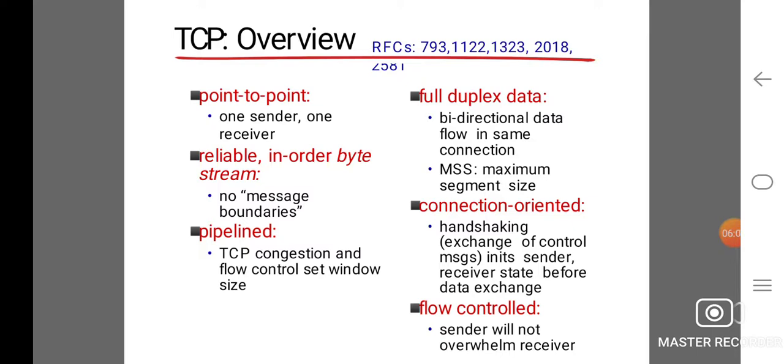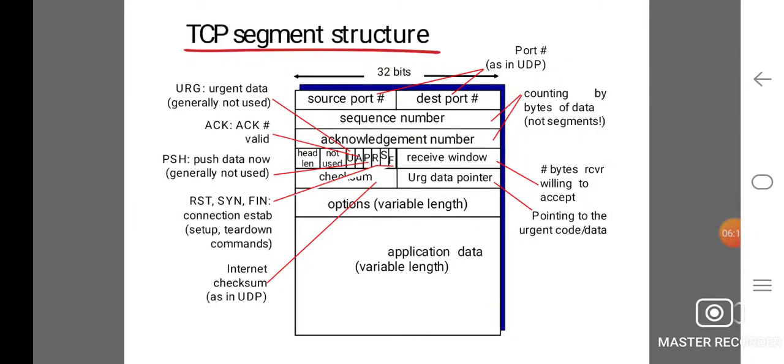Handshaking: exchange of control messages to initialize sender and receiver state before data exchange. Flow controlled: the sender will not overwhelm the receiver. TCP segment structure: URG, urgent data, generally not used. ACK, acknowledgement valid. PSH, push data now, generally not used. RST, SYN, FIN: connection establishment, setup, and teardown commands. Internet checksum, as in UDP.